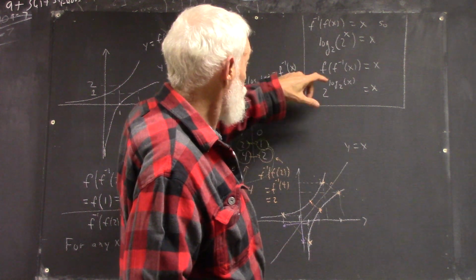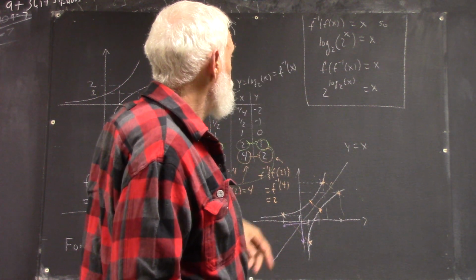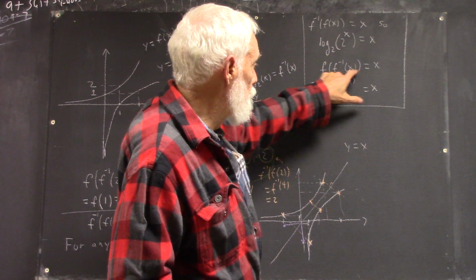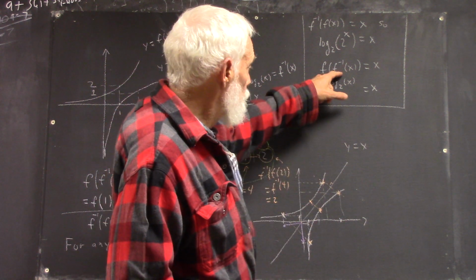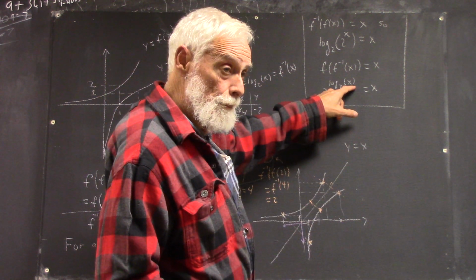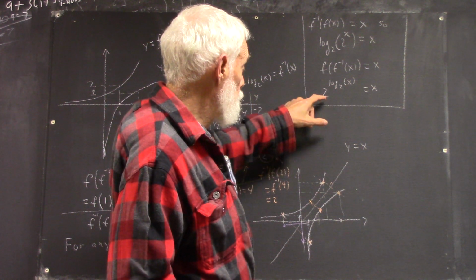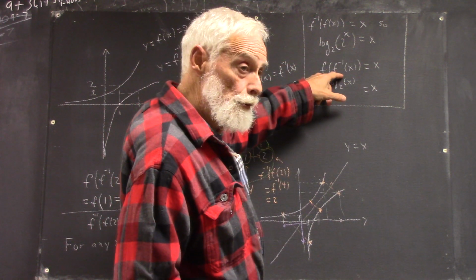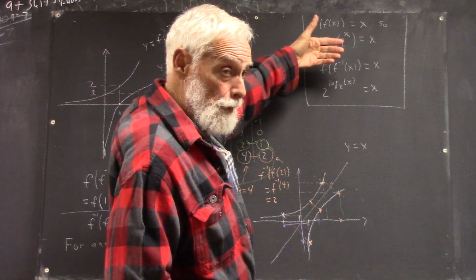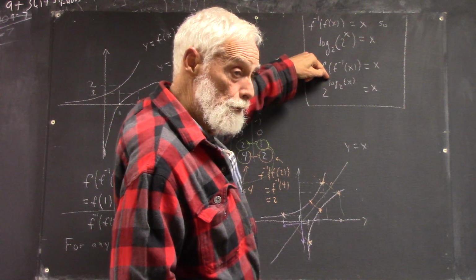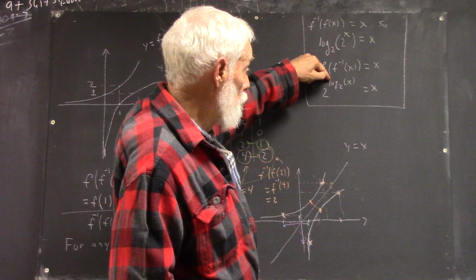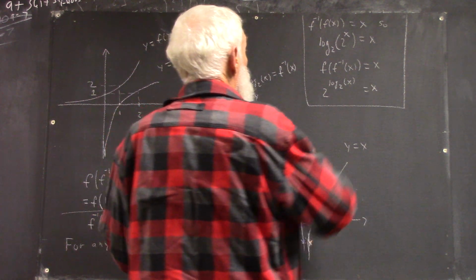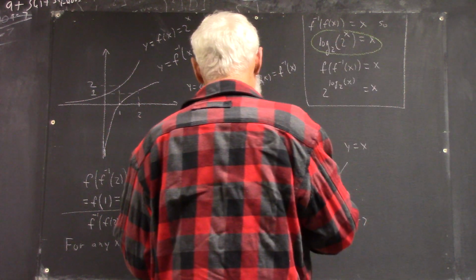Another way of saying it is, the other condition for the inverse is that f of f inverse of x equals x. f inverse of x is the log base 2 function. f of the log base 2 function is 2 to the log base 2, because f of x is 2 to the x. f of f inverse of x would be 2 to the f inverse of x. f inverse of x is log base 2 of x, so it's 2 to the log base 2 of x, and that has to equal x. So we have these two facts for the base 2 log function.